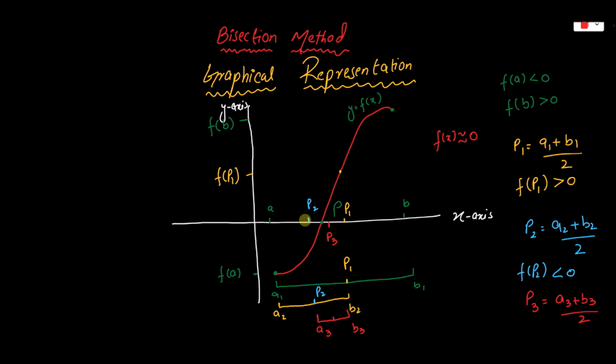So, the bisection method is a simple yet very powerful approach to root finding. Graphically, we can see how the interval is repeatedly halved, leading to a very precise approximation of the root.